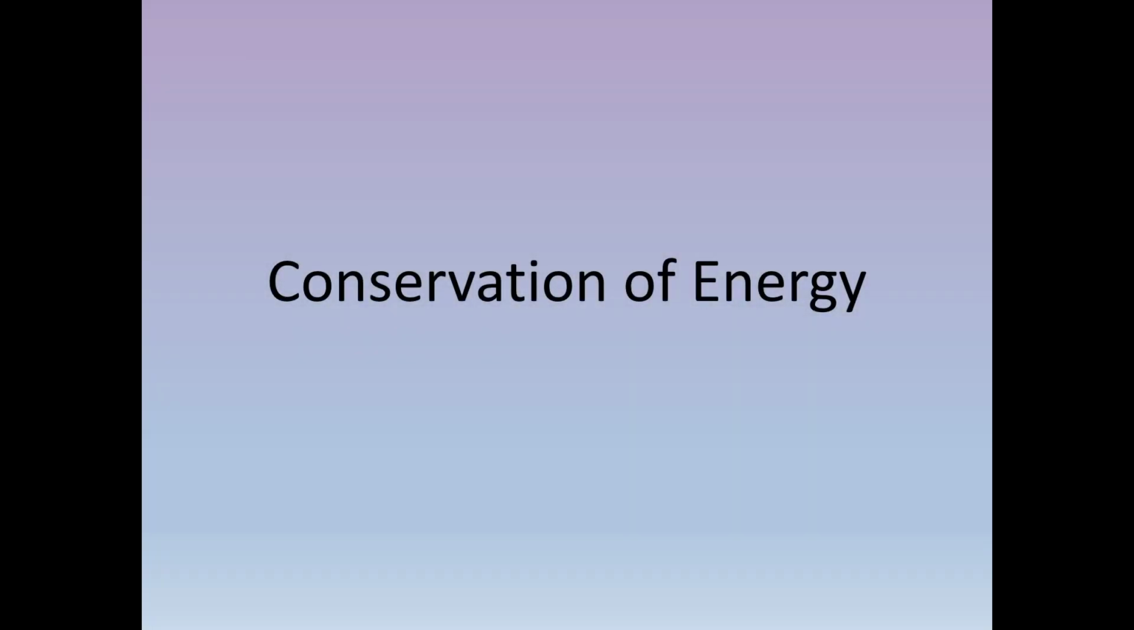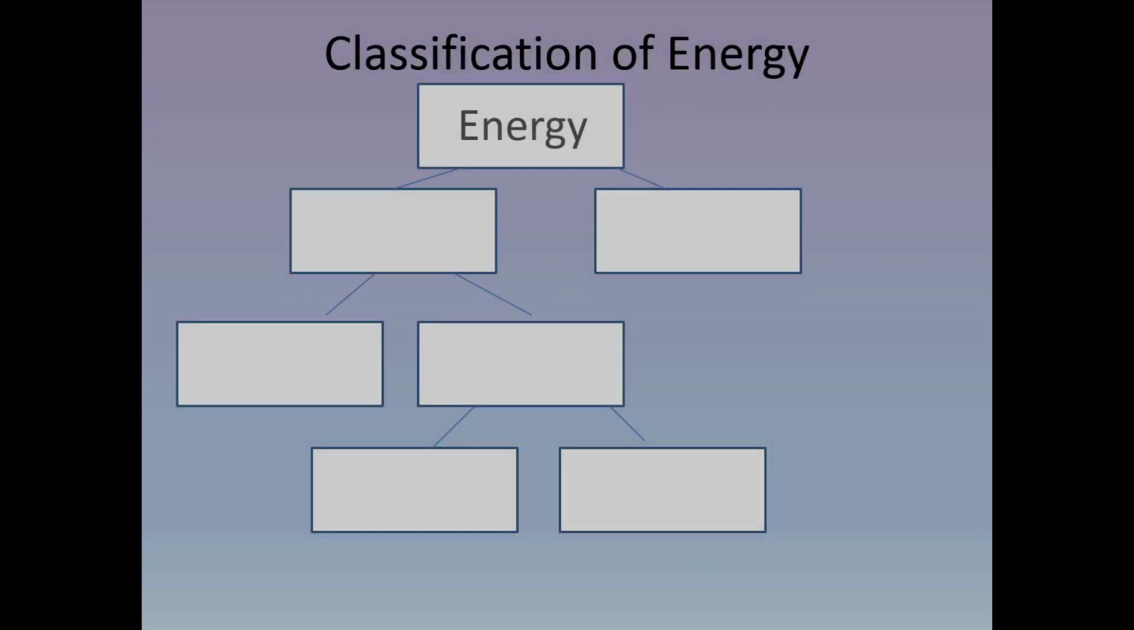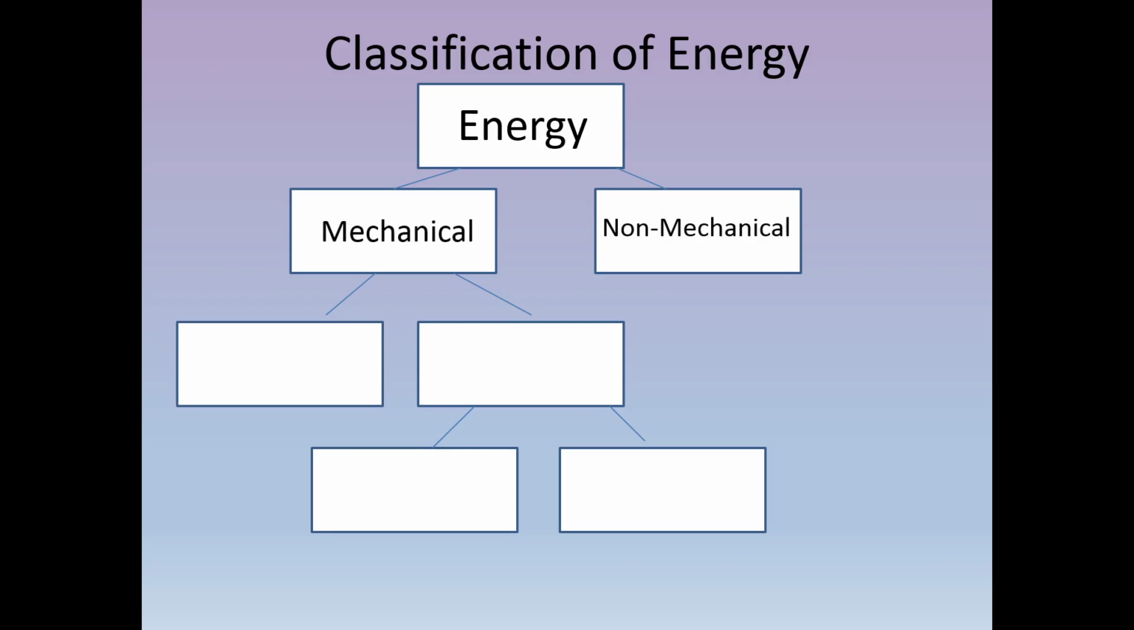In this video, we are going to move on to the conservation of energy. We've been talking about energy quite a bit recently, so let's start to organize all this stuff. We can start with the broad category of energy, and this breaks down to two types: mechanical energy and non-mechanical energy. Mechanical energy is the energy we've been talking about recently as it pertains to kinetic energy and potential energy.